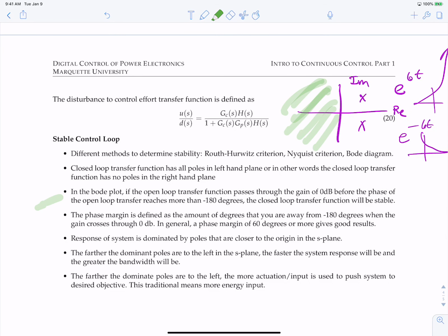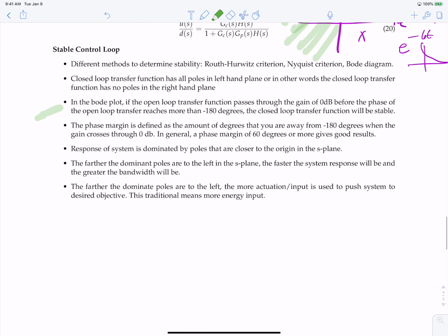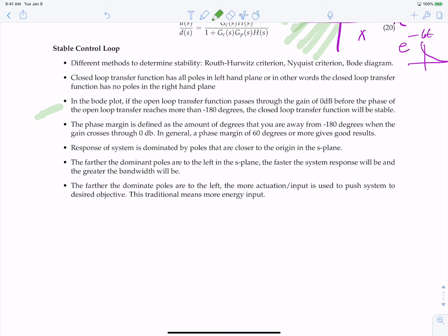The phase margin is defined as the amount of degrees that you're away from minus 180 when you cross through 0 dB. This has kind of a soft correlation to damping. So if you have a lot of phase margin, you're going to have a pretty well damped system. And again, it's a loose correlation. If you don't have a lot of phase margin, let's say 5 degrees, then essentially you're going to ring a lot. You don't have a lot of damping.